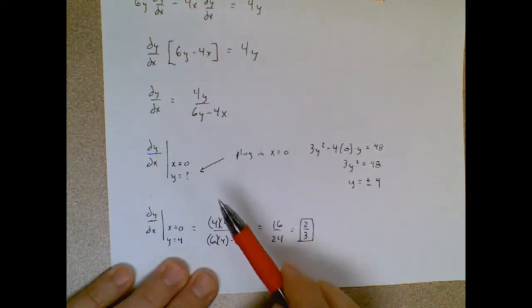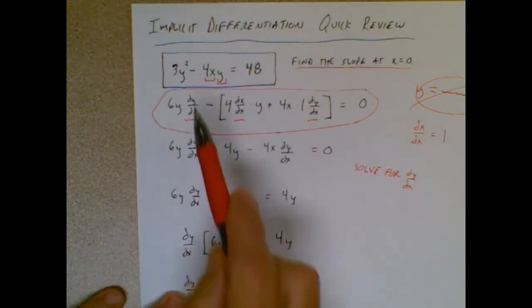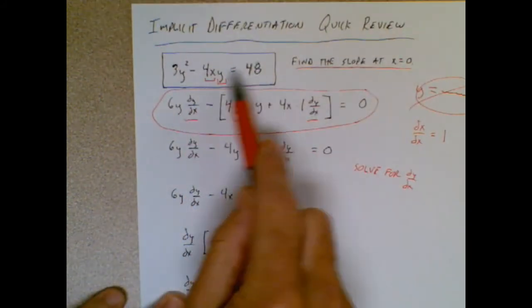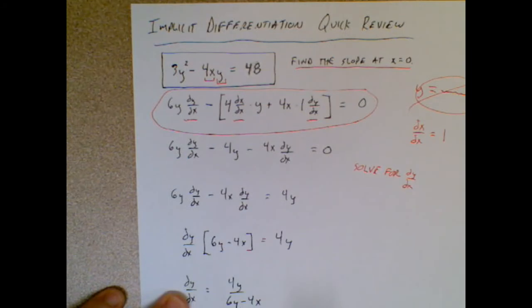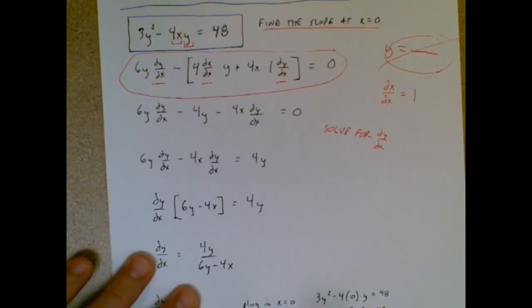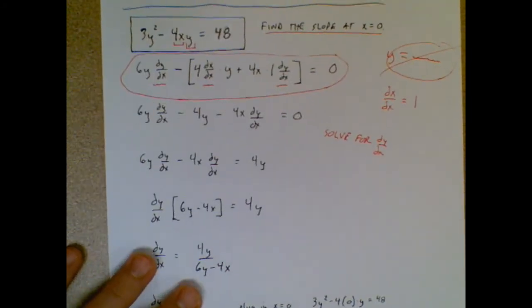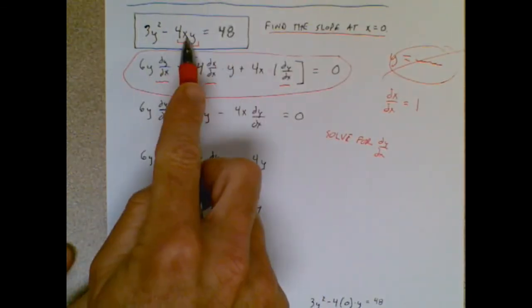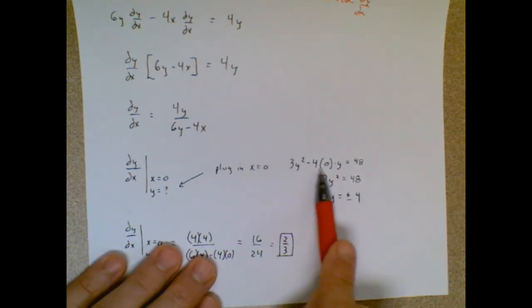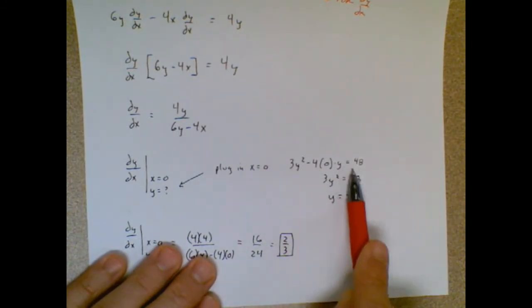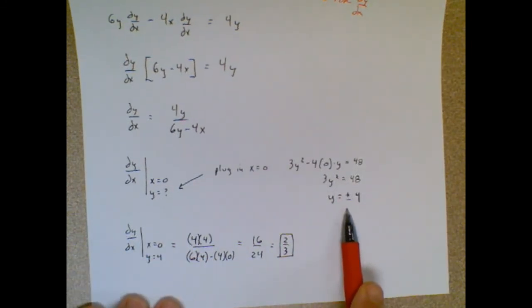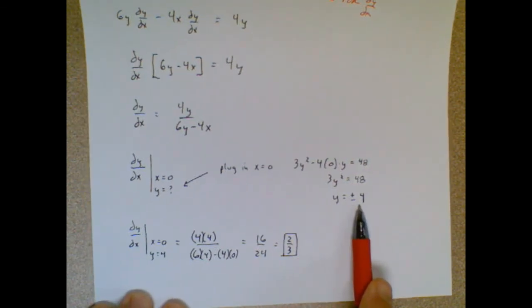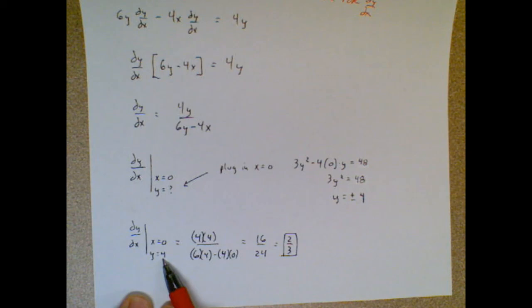You take that x equals 0, and you go back to your original equation, and you plug in x equals 0. When you do that, you're going to have a y value that you can solve for. So this equation, putting an x equals 0 in there, now looks like this. I solve for y, so I know my y value is plus or minus 4. For the sake of simplicity, I'm just going to use the plus 4, but you can investigate the minus 4 if you'd like.